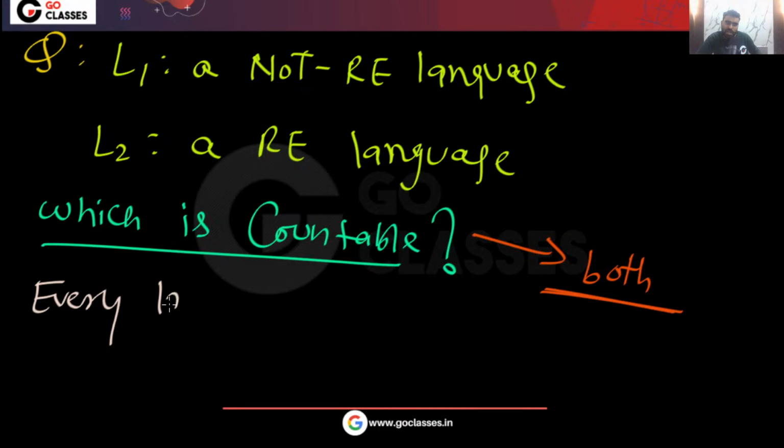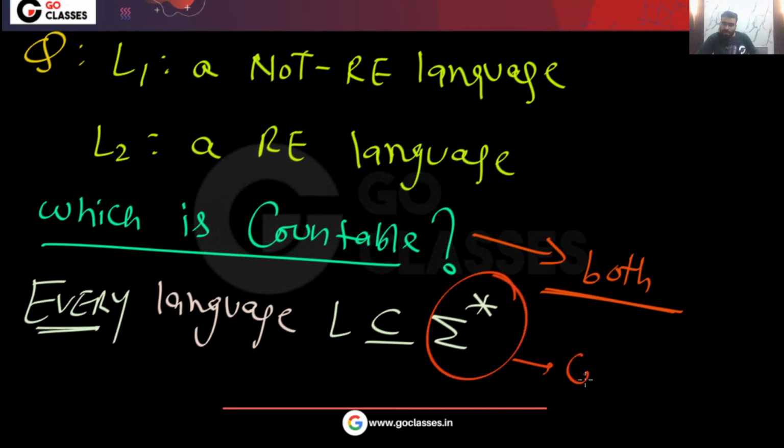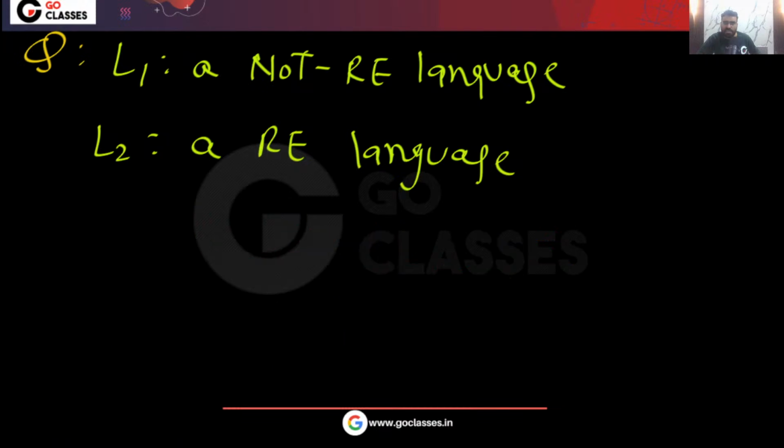Please notice one thing. Every language, when I say every, it means every, RE or not RE. Every language L is a subset of sigma star. Yes or no? Whether you take an RE language or a not RE language, every language is a subset of sigma star. Whatever language you take, RE, not RE, any language you want, every language is a subset of sigma star. Sigma star is countable. A subset of a countable set is countable. So every language is countable. Yes or no? Every language is a countable set.